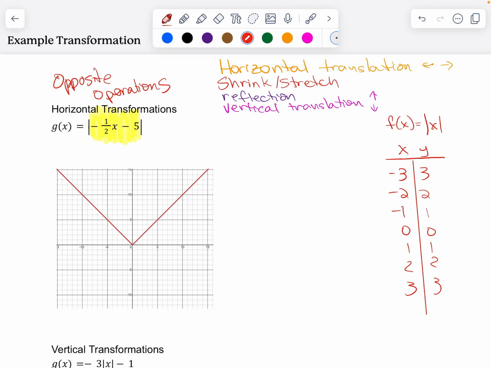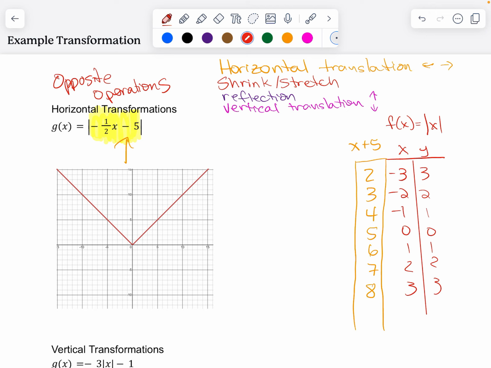So the very first thing is a horizontal translation. Okay, so that means adding and subtracting. Well, this right here, we need to do the opposite of. So the opposite of subtracting 5 is adding 5. So we're going to add 5 to each one of these. So if I add 5, 2, 3, 4, 5, 6, 7, 8.